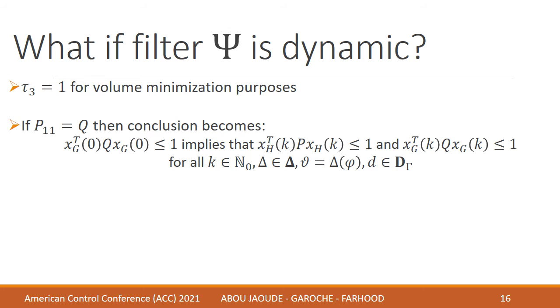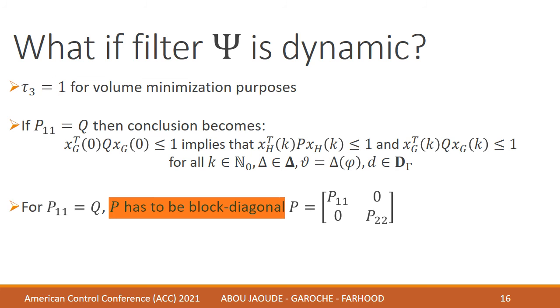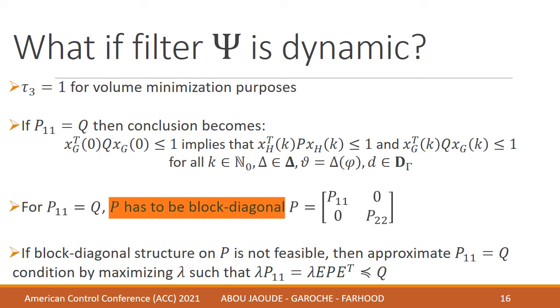This leaves us with determining the matrix Q. In fact, it is desirable to have Q equal to P11, as in this case, the ellipsoid EQ becomes an invariant set for xg. For P11 to be equal to Q, P has to be block diagonal, and thus we simply need to solve the inequality in theorem 1 for a block diagonal matrix P. However, if imposing this block diagonal structure renders the problem infeasible, then a method is proposed to approximate the condition P11 equal to Q.